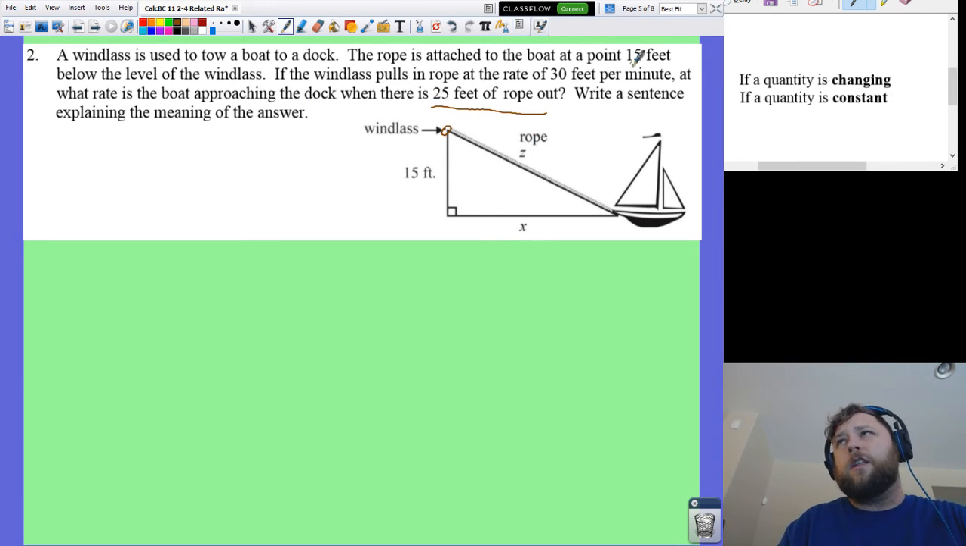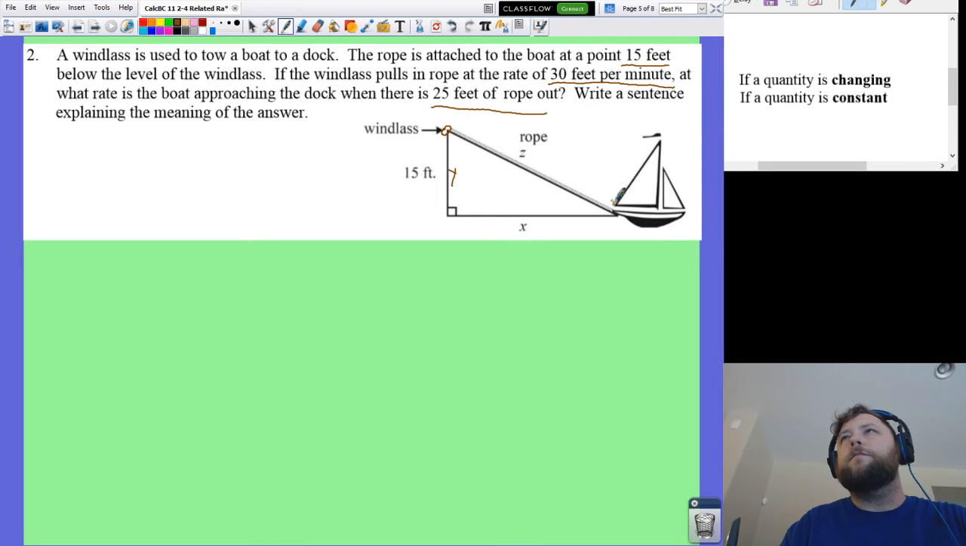All right, so there's a lot of things going on. Hopefully in this picture, what you have going here is a right triangle. They laid that out for you, and your rope is z. So we're looking at a few things, usually looking at these numbers. We have this distance here, which I'm going to call y, but it's going to be 15. And the windlass pulls the rope at a rate of 30 feet per minute.